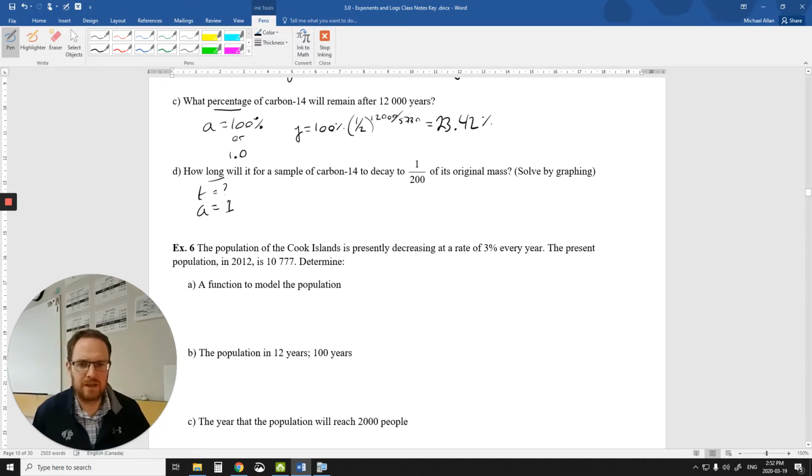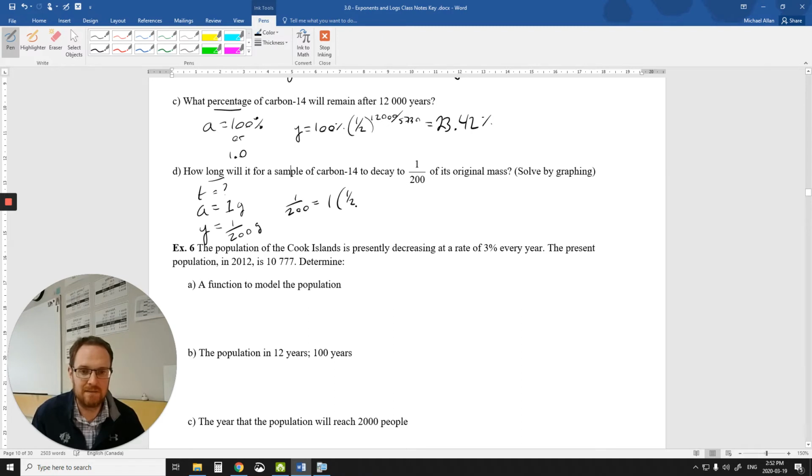So what were we doing here? We were trying to figure out how long the sample takes, so we're going to create an equation. So we have an A. Let's assume our A is 1. It could be 1 gram or something. Then our Y, our amount that we're trying to find, is 1/200th of that original mass. So this is going to be 1/200th of a gram because it's just 1 to start off with. So I can set my equation. I can say this is equal to 1 over 200. I got 1 here to start off with.